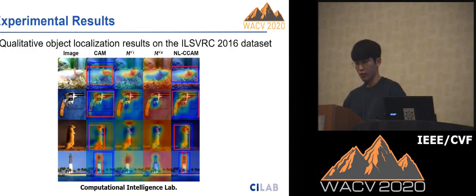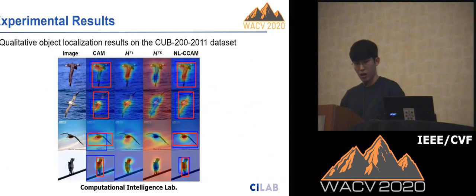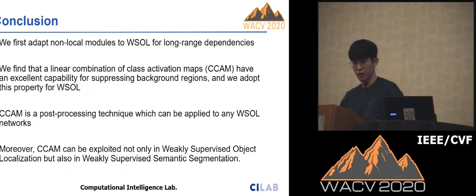These are the qualitative object localization results on ImageNet, and these are the qualitative object localization results on the CUB dataset. The quantitative object localization results and ablation studies are in the poster session.